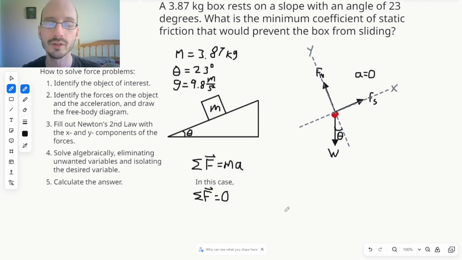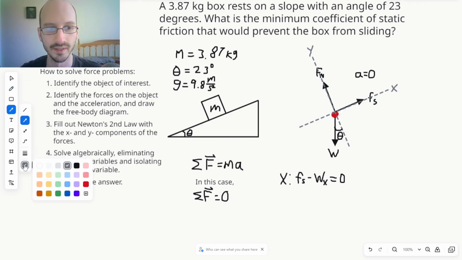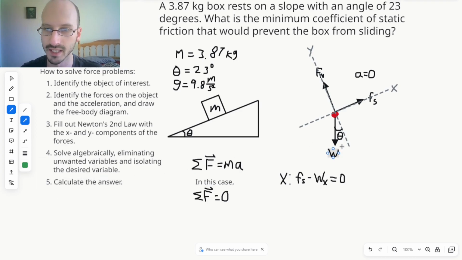This is a two-dimensional problem, which means we need to write this equation twice, once with x components and once with y components. So in the x dimension, we have static friction minus weight x equals 0. Right? Because weight x points in the diagonal direction, which means it has a component that is parallel to the x-axis. We fill out this triangle.